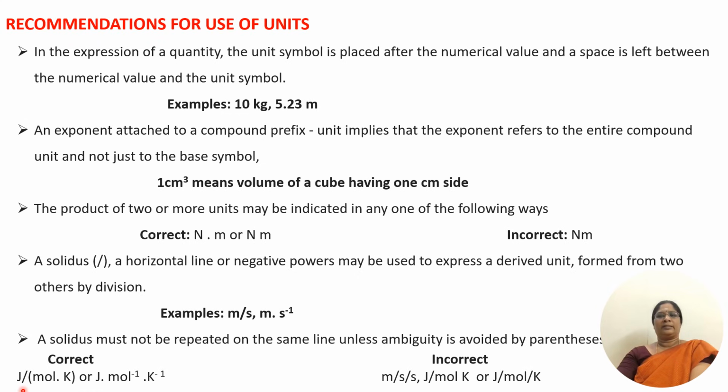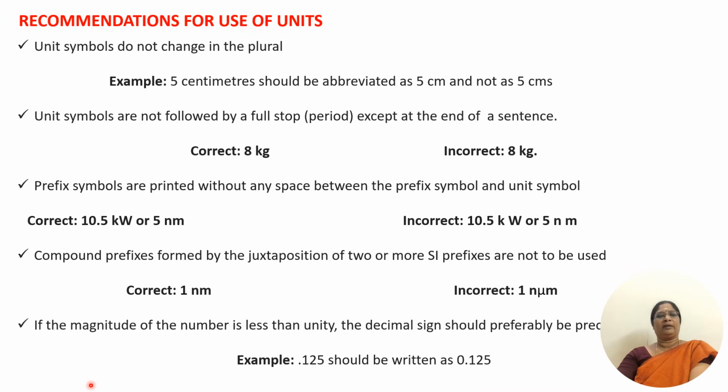A solidus must not be repeated on the same line unless ambiguity is avoided by parentheses. That is, it can be represented as joule per open parenthesis mole dot Kelvin. It shouldn't be like joule per mole Kelvin. This is wrong and you should give parentheses around mole and Kelvin.